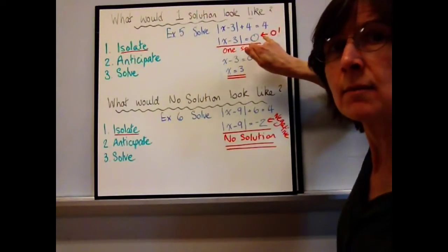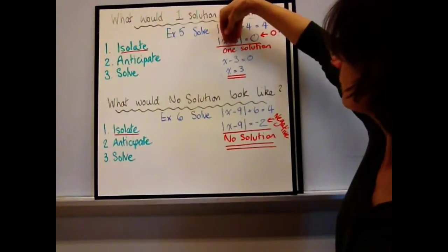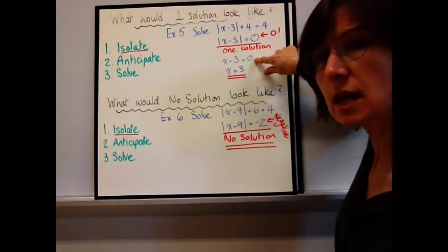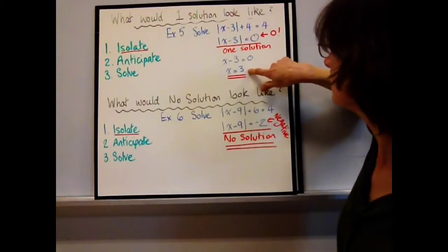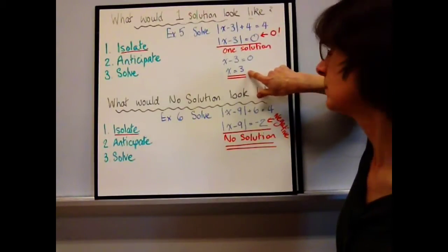Only one number will equal 0. Only one thing in that absolute value bars will equal 0. It's when that expression itself is equal to 0. Add 3 to both sides, x is 3. Only one solution makes that true.